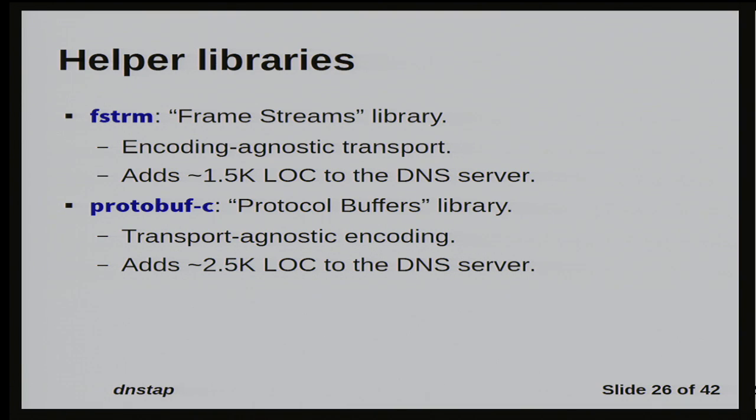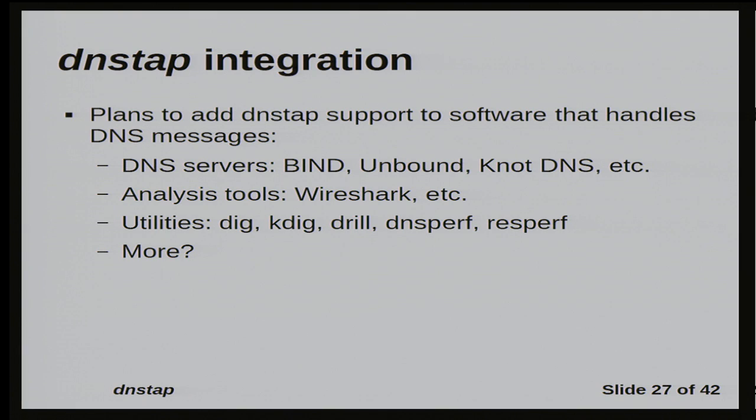There are a couple of different helper libraries, which I'm mostly going to skip over. Basically, there's an encoding agnostic transport and a transport agnostic encoding, whatever that means. And that adds a few thousand lines of code to the DNS server, since these are libraries that are being directly called by the DNS server process. And there's the dnstap integration itself.